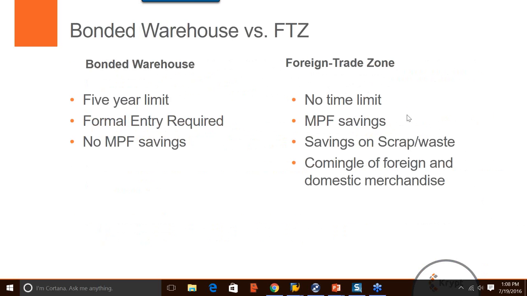FTZs have a provision that there's a way to save on merchandise processing fees, and we'll talk a little bit about that. There's savings if there's manufacturing done within the zone. There are savings on scrap and waste, and that can be reported as scrap. And when the finished goods are imported, no duty needs to be paid on the scrap. And foreign and domestic merchandise can be commingled inside an FTZ.